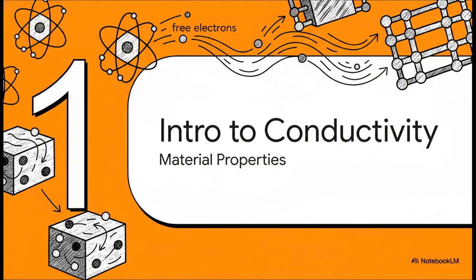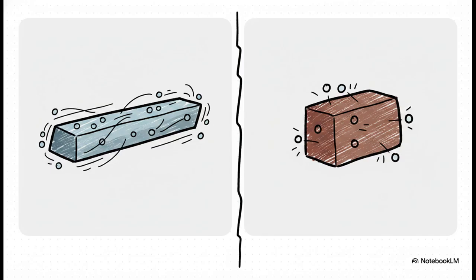It really all boils down to the presence or absence of free electrons. Just look at this staggering contrast. Silver's conductivity is sitting at an absolutely massive 6 times 10 to the 7th Siemens. Compare that to a good insulator at 10 to the negative 16th. That is a mind-blowing difference, right? And it sets the perfect stage for our core questions today.